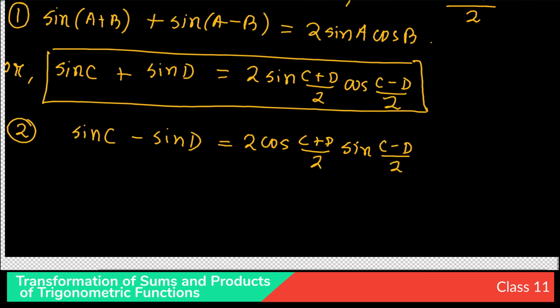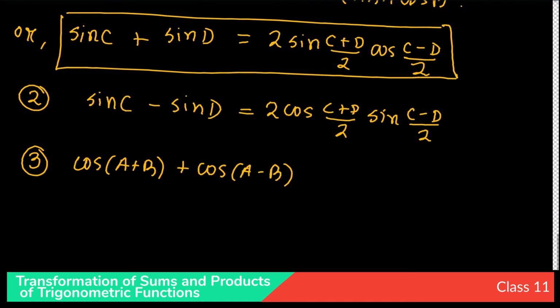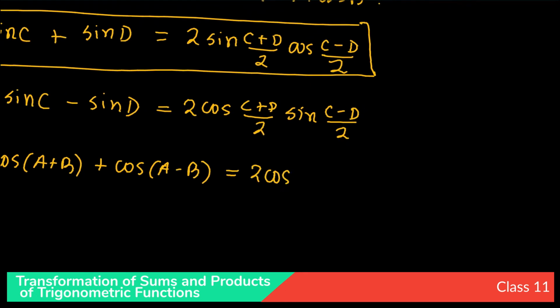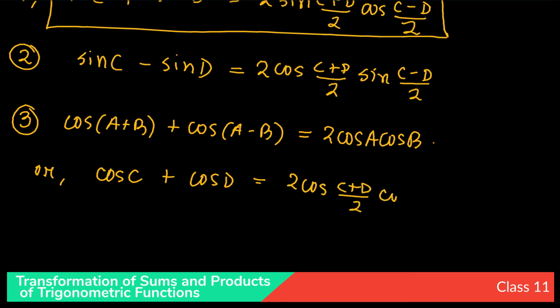Okay, now in the third one, it was cos of a plus b plus cos of a minus b is equal to 2 cos a cos b. So replacing the values of a plus b, a minus b, and the individual values of a and b, we will get cos c plus cos d is equal to 2 cos c plus d by 2 cos c minus d by 2.